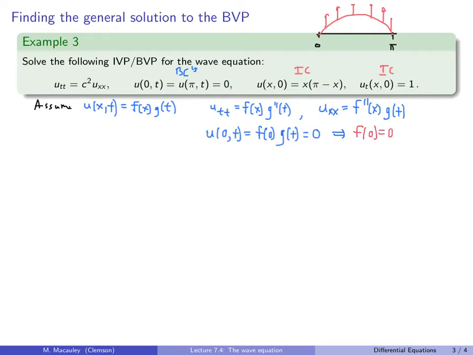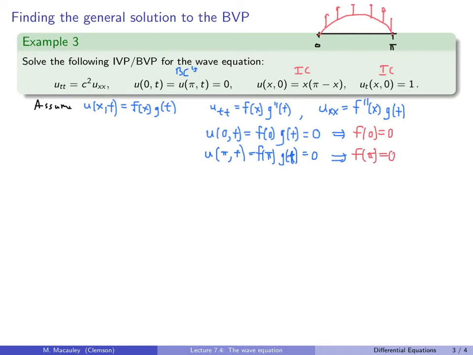And then the other boundary condition says that u of pi, t is f of pi times g of t. And if that equals 0, then again this is a number times a function. Make sure that this is a t. Yep. So that tells us that this number f of pi must be 0. So f of pi equals 0.